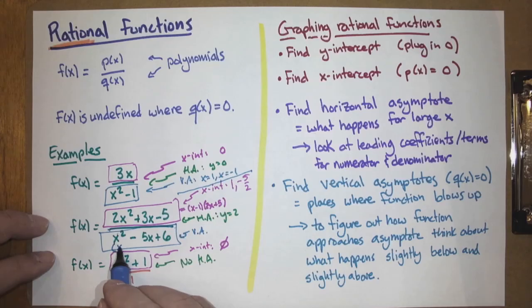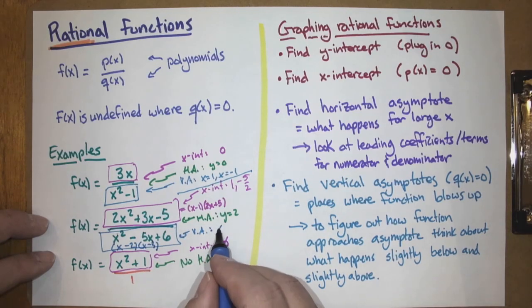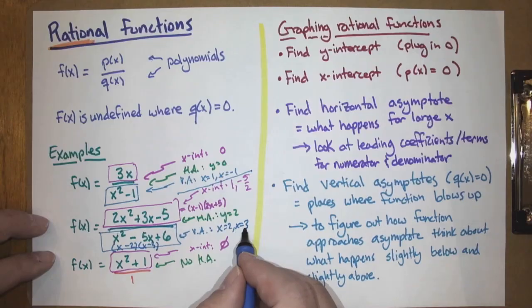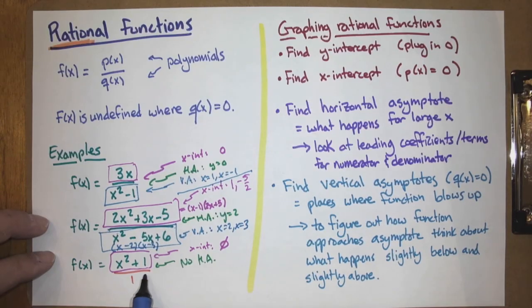Yeah, this factors. This is x minus 2, x minus 3. So this has vertical asymptotes at x equals 2, x equals 3. How about this last one? Does this one have a vertical asymptote? No. And by the way, you can have polynomials downstairs and not have vertical asymptotes. So for example, 1 over x squared plus 1 has no vertical asymptotes because x squared plus 1 won't be 0.